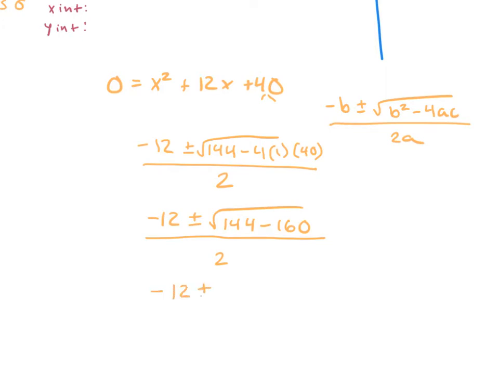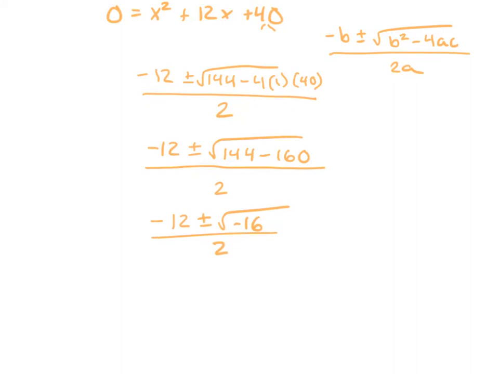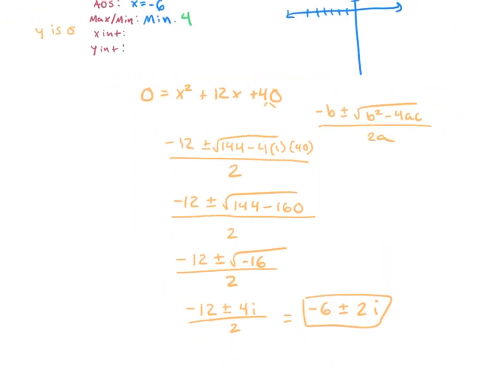Okay, so negative 12 plus or minus the square root of 144 minus 160 is negative 16, over 2. We can factor out a 4 from our square root of 16. Oh yeah, it's 4 times 4. So this would be negative 12 plus or minus 4i over 2, and then we can divide a 2 from everything. So this would be negative 6 plus or minus 2i. So this would be our x-intercepts, and we write our x-intercept as a point. So this would be negative 6 plus or minus 2i, and it's when our y is 0, so it would just be comma 0.